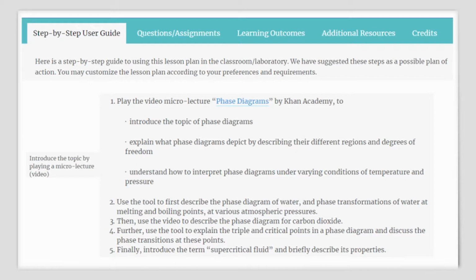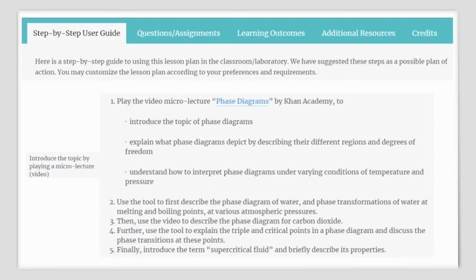This video micro lecture titled Phase Diagrams is produced by Khan Academy. You can start by introducing what is a phase diagram and explain to your students what phase diagrams depict by describing their different regions and degrees of freedom. Your students can be asked to interpret phase diagrams under varying conditions of temperature and pressure.